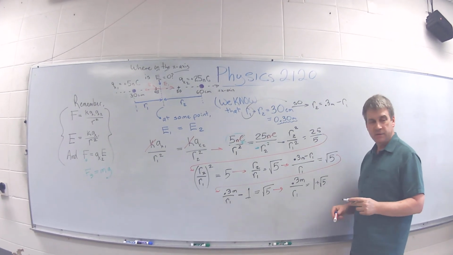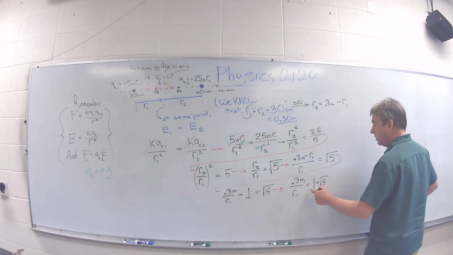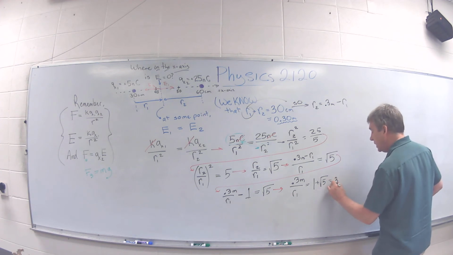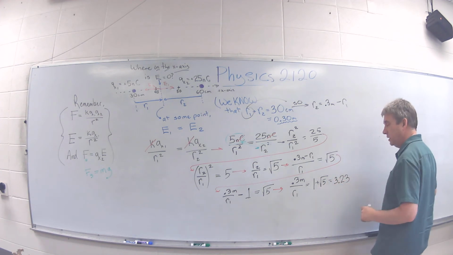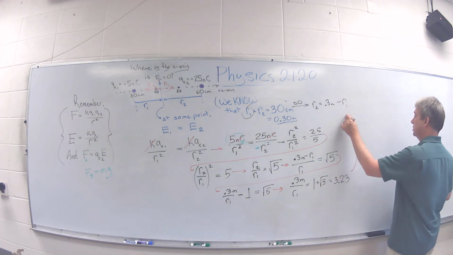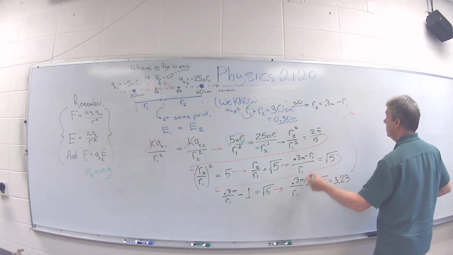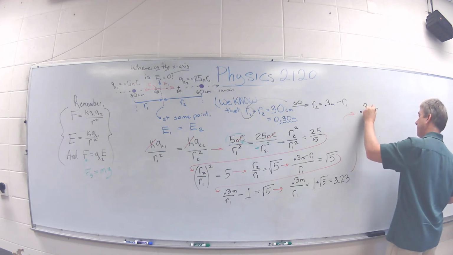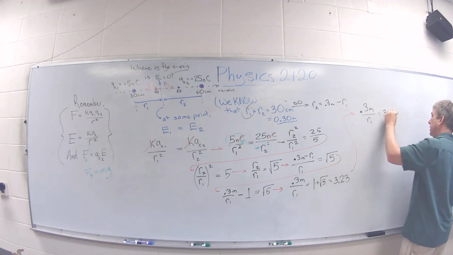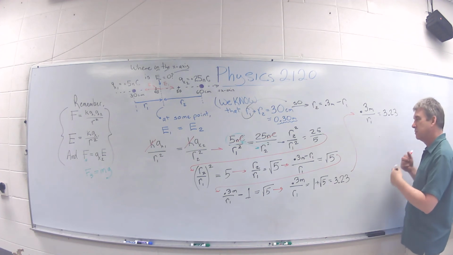Now the square root of 5, as I recall, is 2.23. So this is 1 plus 2.23, which is 3.23. Okay, now I'm going to roll up here just so we can finish this problem. And I'm starting with this right here, 0.3 meters divided by R1 equals 3.23. Now, this may look complicated, but it's really not.